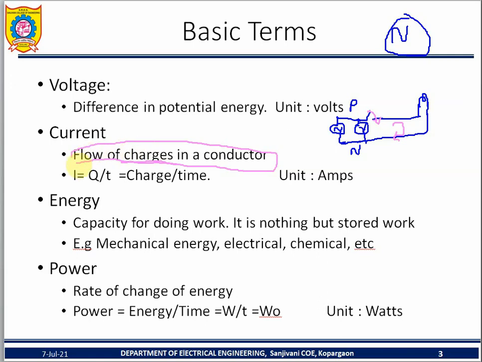The flow of the charges in a conductor. A conductor is nothing but a line or wire. The flow of the charges in a wire is called a current. So I is equal to Q by T, charge with respect to time. The unit is amps.